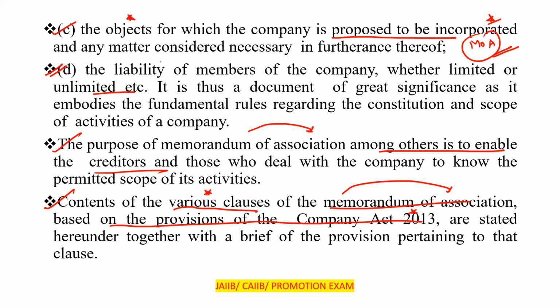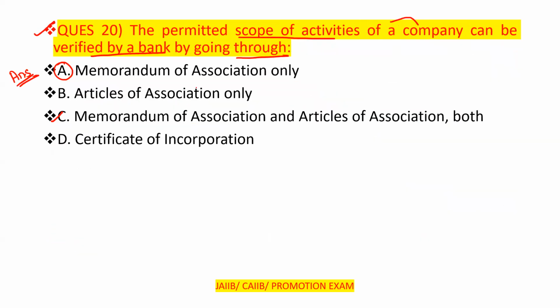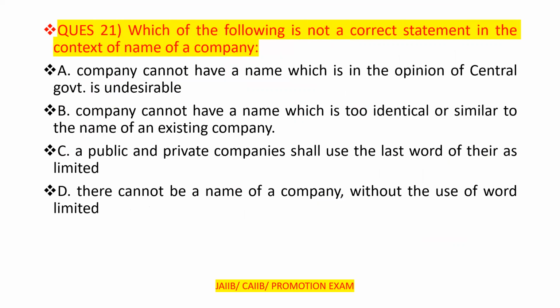It also tells the liability of the members, clear, whether it is to be limited or unlimited. So all these things are mentioned under the memorandum of association. Basically it tells the permitted scope of the activities, clear, what the company will do or will not do. That is to be mentioned under the memorandum of association only. Now move to the next one.